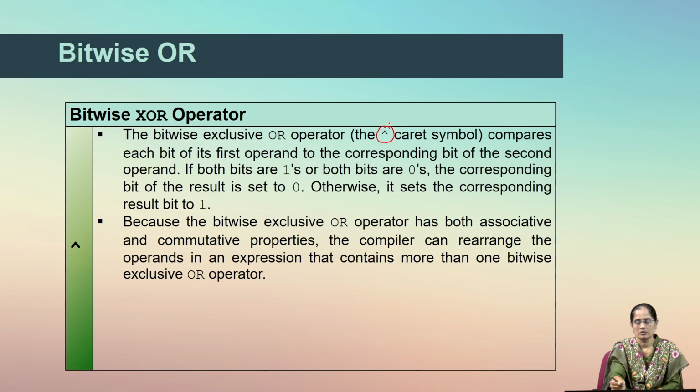Next, the bitwise XOR operator, for which you can see a symbol called caret. The name of the symbol is caret, which is used as the bitwise XOR operator, which compares each bit of its first operand to the corresponding bit of the second operand. If both bits are ones or both bits are zeros, then the corresponding result is going to be 0. Otherwise, it sets the corresponding result to be 1. This is the case with the bitwise XOR operation.